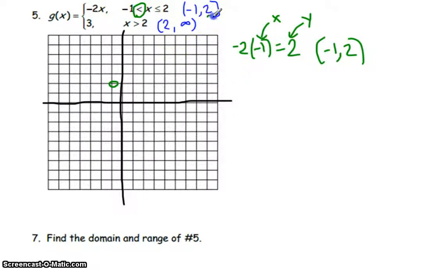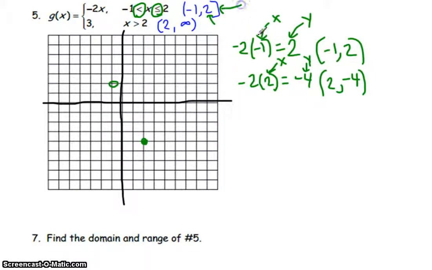Now I'm going to plug in my second number. So I'm going to have -2 times 2, and I'm going to get -4. So now I'm going to have my x value, which is 2, and I'm going to have my y value, which is going to be -4. So I'm going to come over and I'm going to graph it. 1, 2, 1, 2, 3, 4. This will be a closed circle because there is an equal sign right here, or because there's a bracket.